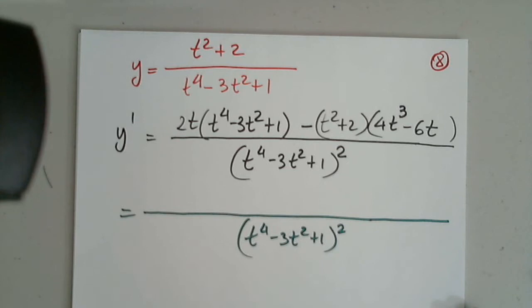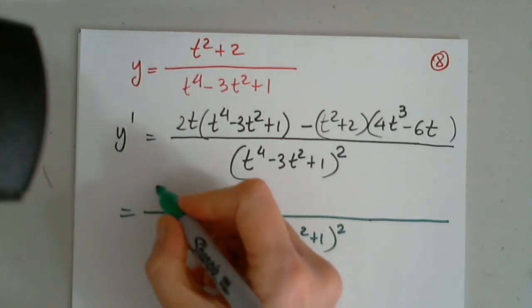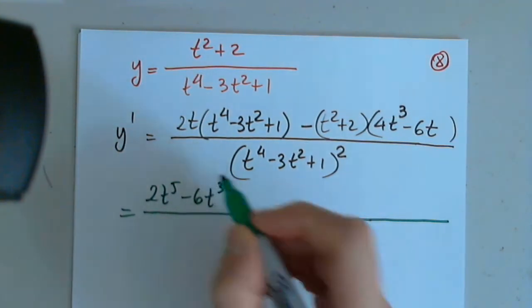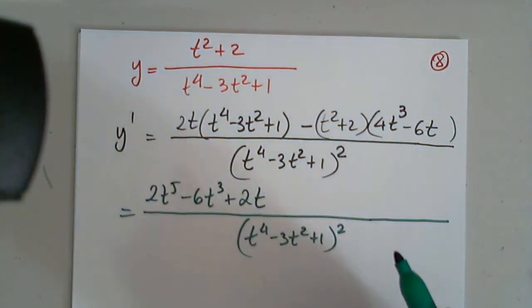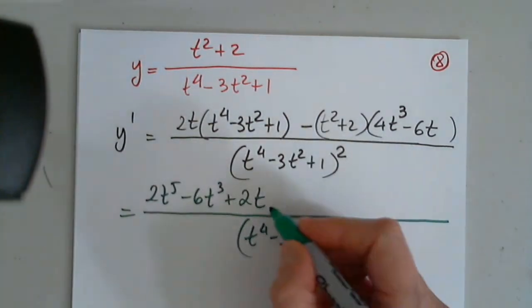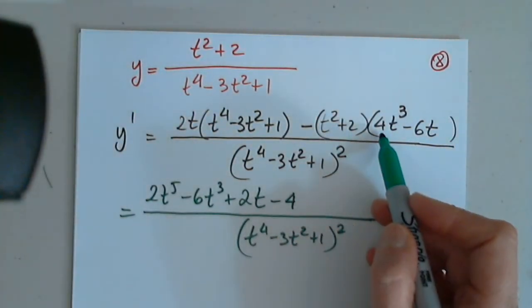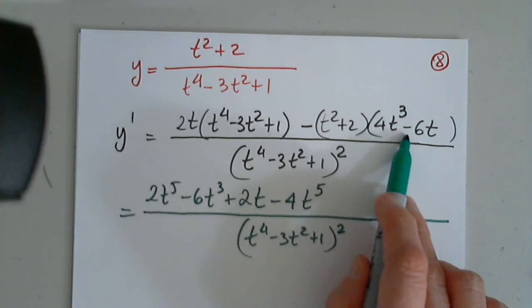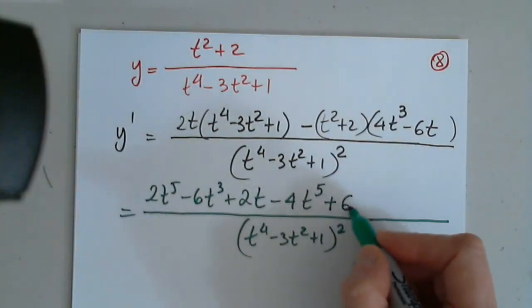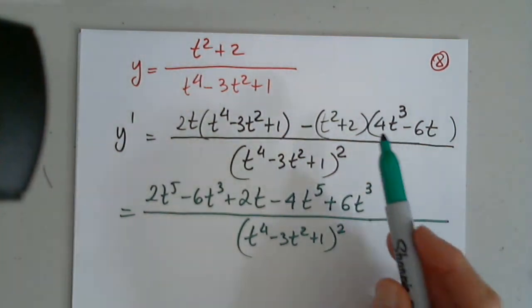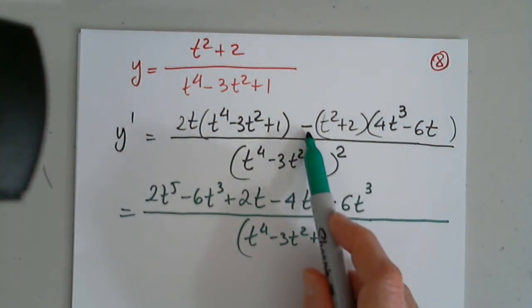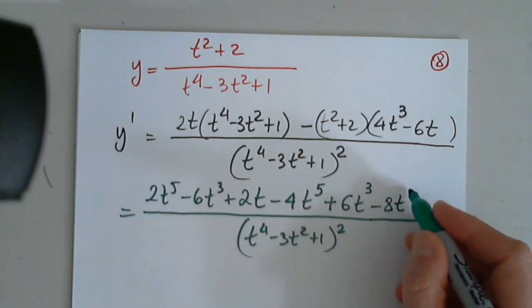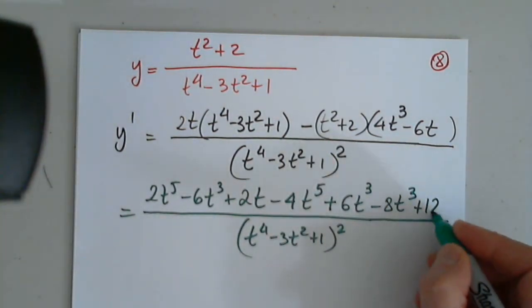Anyone? It's going to be 2t to the 5th minus 6t cubed. So 2t to the 5th minus 6t to the 3rd. Very good. Plus 2t. Good. Minus. You have to do this. So it's minus 4t to the 5th. And now we have the minus here with the minus here, so this is positive 6t to the 3rd. Now we have 2 distributed to these 2, but with a minus in front. So negative 8t to the 3rd, but positive 12t.